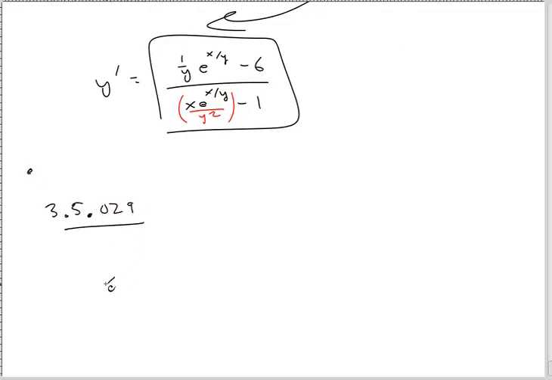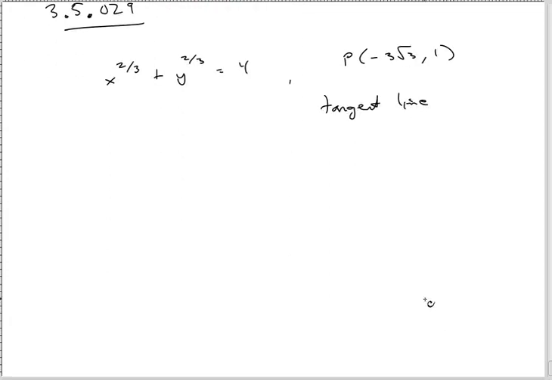Moving on, next question. X to the 2/3 plus y to the 2/3 is equal to 4. I have a point at (-3 square root 3, 1), and it's the, of course, required tangent line equation problem. Every section's got to have this. So here we go again.